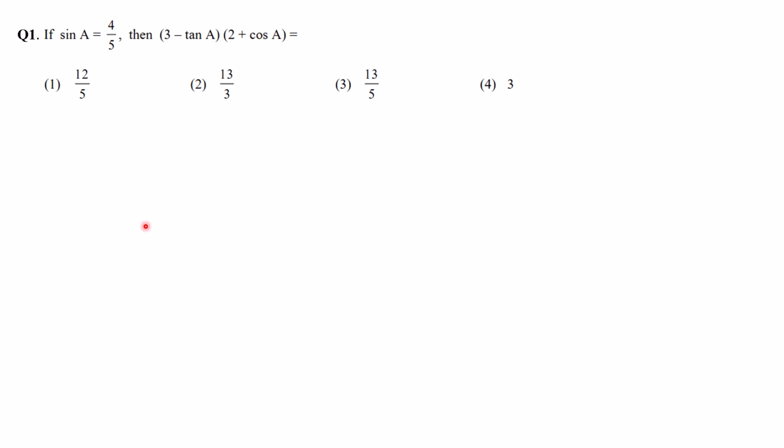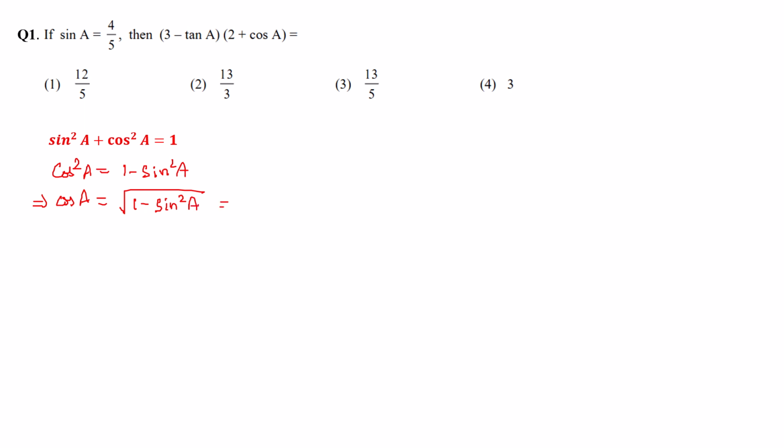And we have already studied the identity: sin square A plus cos square A is equal to 1, isn't it? So from here, first I am going to find the value of cos A. So I can write here cos square A is equal to 1 minus sin square A, isn't it? I have transposed sin square A to the other side. Then cos A will be, now opposite of square is square root, so square root of 1 minus sin square A.